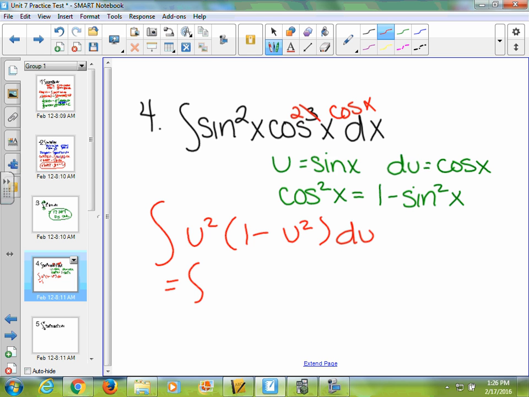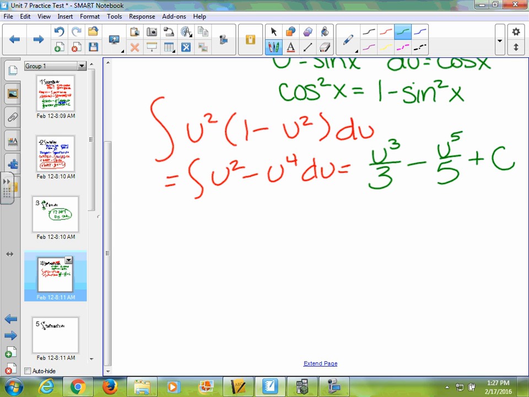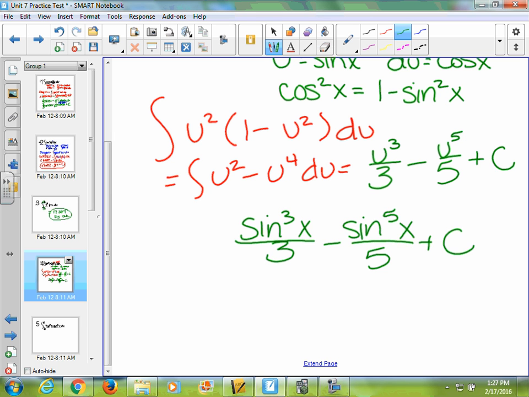In doing that, then I can distribute my u squared, so I get u squared minus u to the 4th du. And from there, I can just integrate straightforward. So what does u squared integrate to become? Yep, u cubed over 3. What does u to the 4th integrate to become? U to the 5th over 5 plus c. And then if I back substitute what u equaled, which is sine of x in there, I would get sine cubed over 3 minus sine to the 5th over 5 plus c.